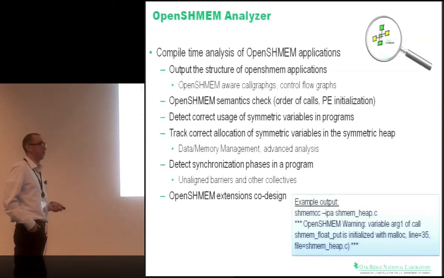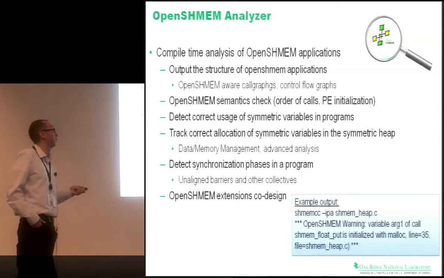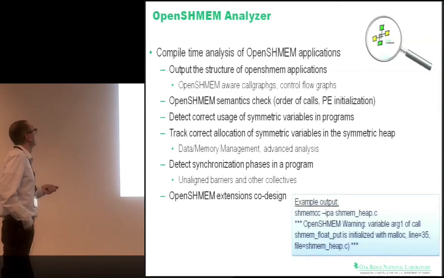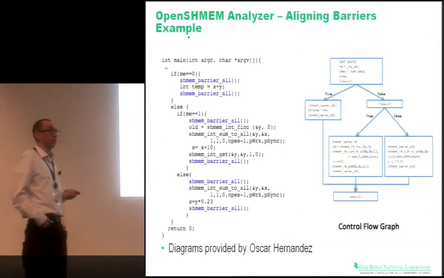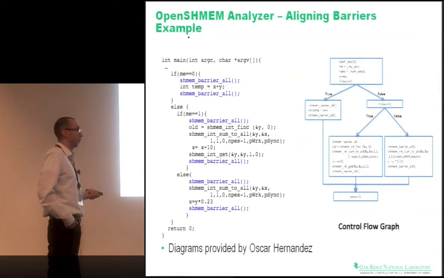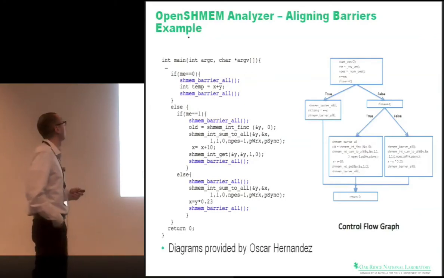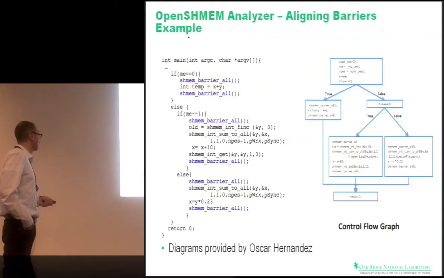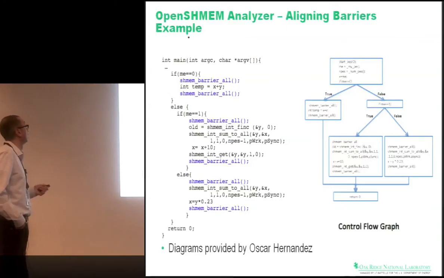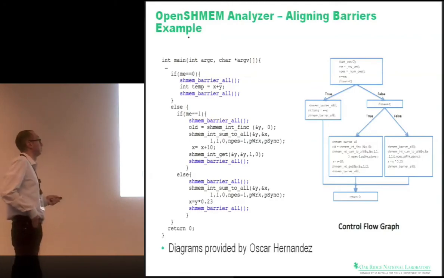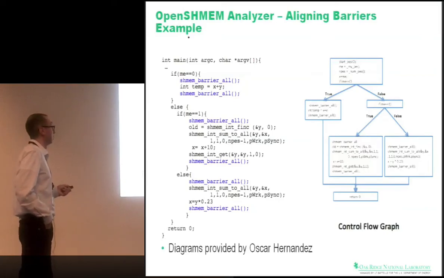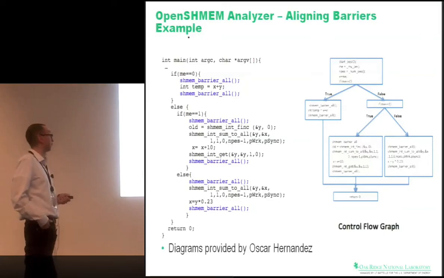Right now, the tool is based on the Open64 compiler. But we work with compiler vendors to transfer the technologies to other compilers. Some other examples. This is analysis for unaligned barriers. Essentially, this is a shmem_barrier_all call inside different if statements. We have the compiler analyze this if logic and make sure that all barriers are logically aligned.